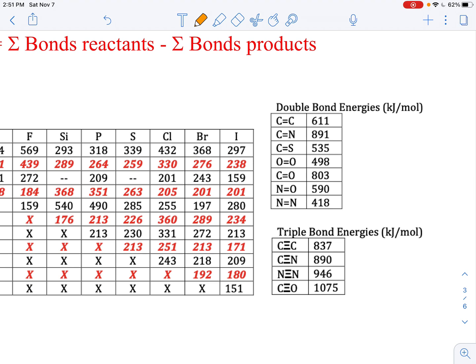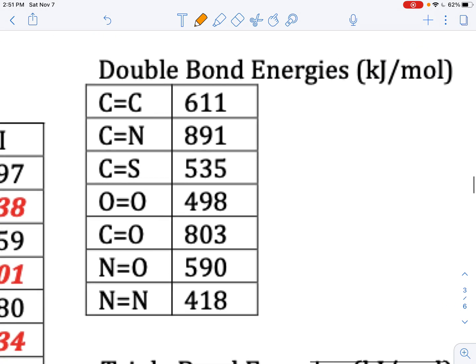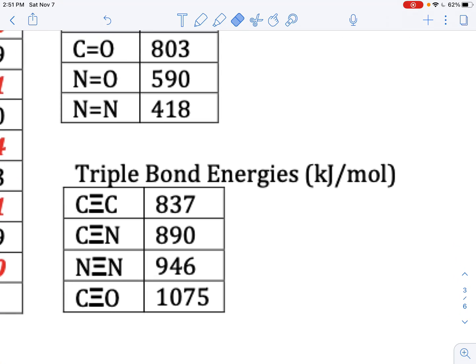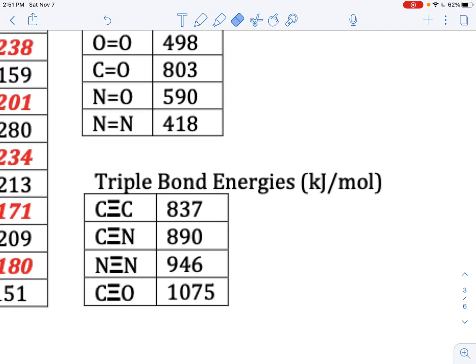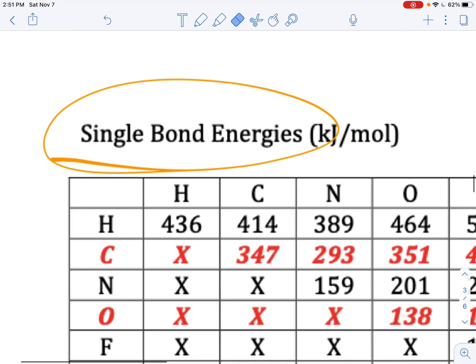Double and triple bonds are far rarer than single bonds, so there are fewer of them to list. Here are some double bonds for carbon and carbon, for example. Here's a carbon-oxygen double bond. So again, these are your double bonds, and your triple bonds are even more energetic and even rarer, so there are fewer of the triple bonds.